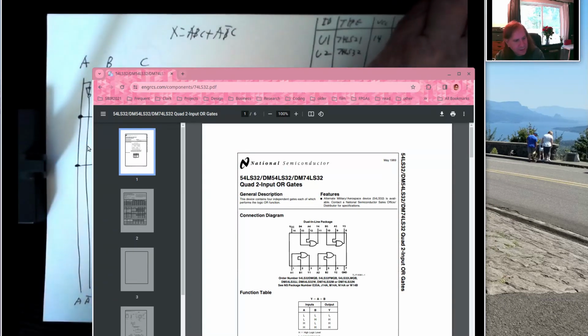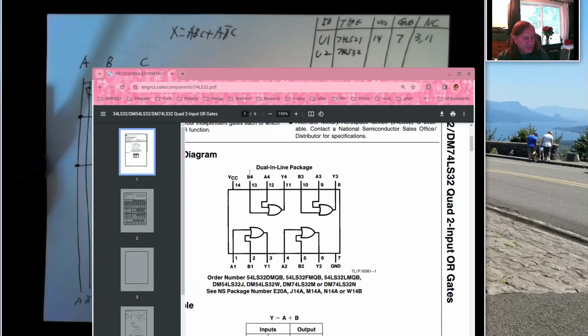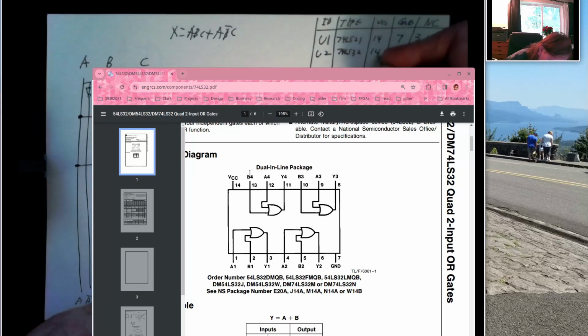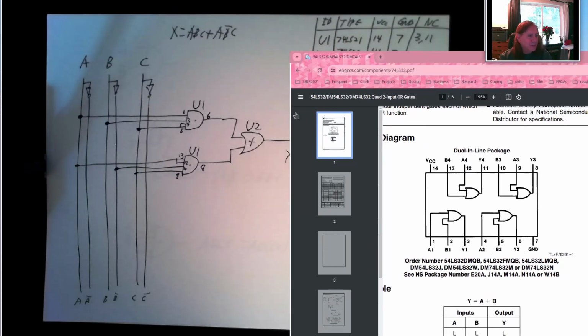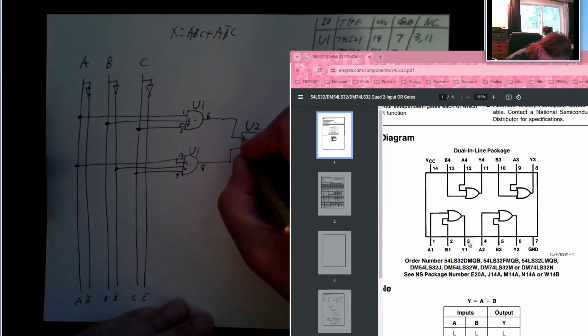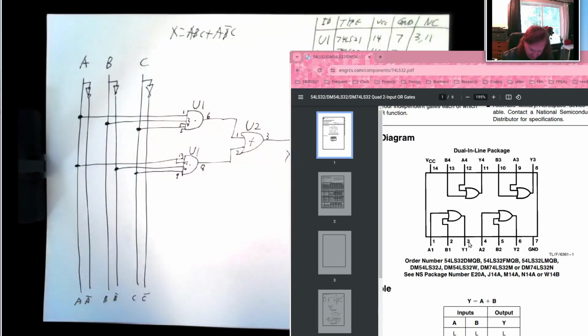And again, most of these are the same, not all of them. Ground is on pin 7, VCC on 14. And this one has 4 OR gates inside. Well, I only need 1 OR gate right here, so I can pick whichever one I want. Let's just pick this lower left one. So my inputs are pins 1 and 2. My output is pin 3. So I'll label this 1 and 2 and 3.